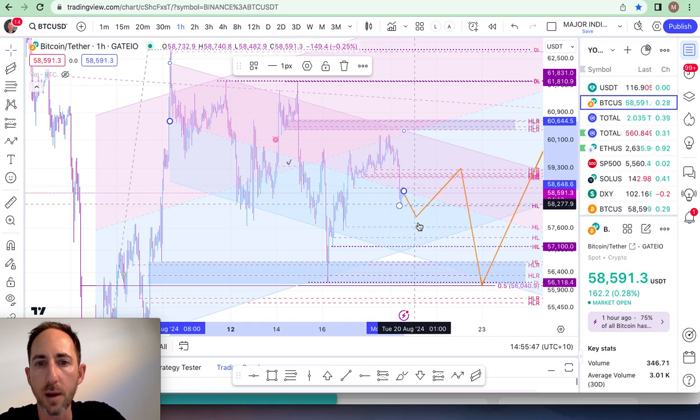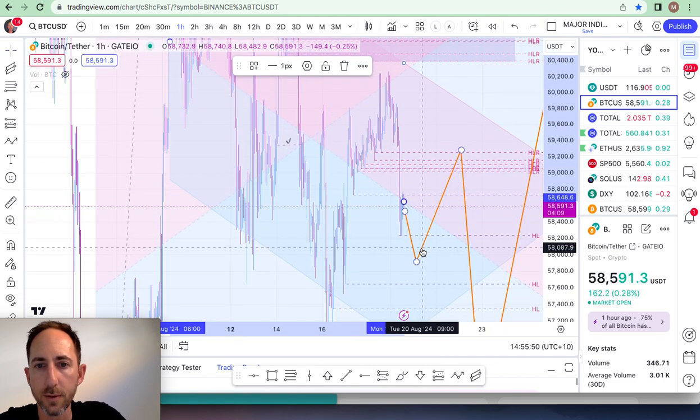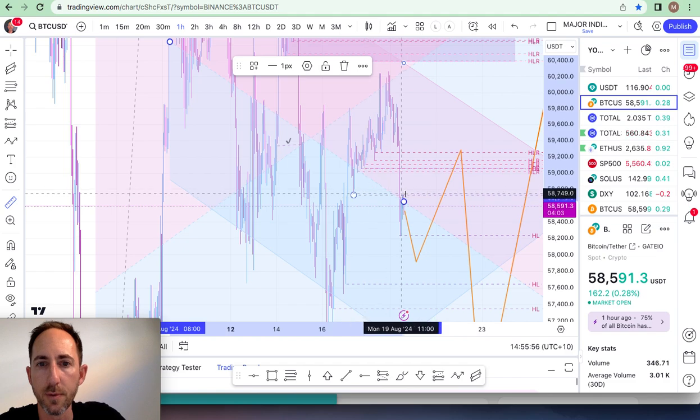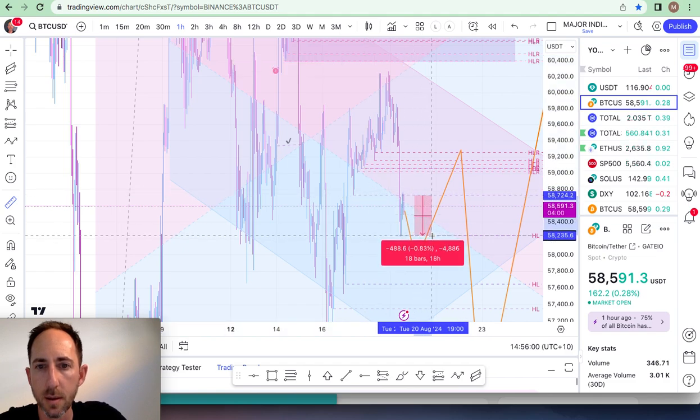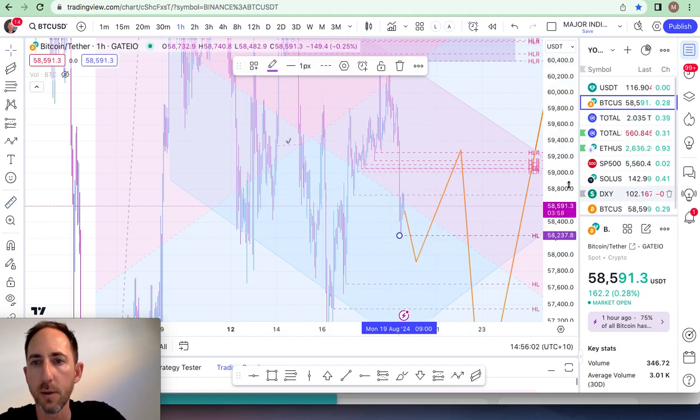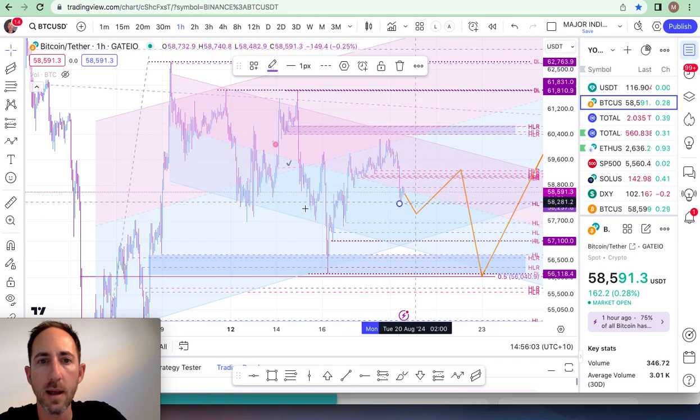We are at the standard deviation average. We are falling away. I'm looking at taking profits from a move from here down to the 58,200. So it's a very small move at 0.83%. Get out.